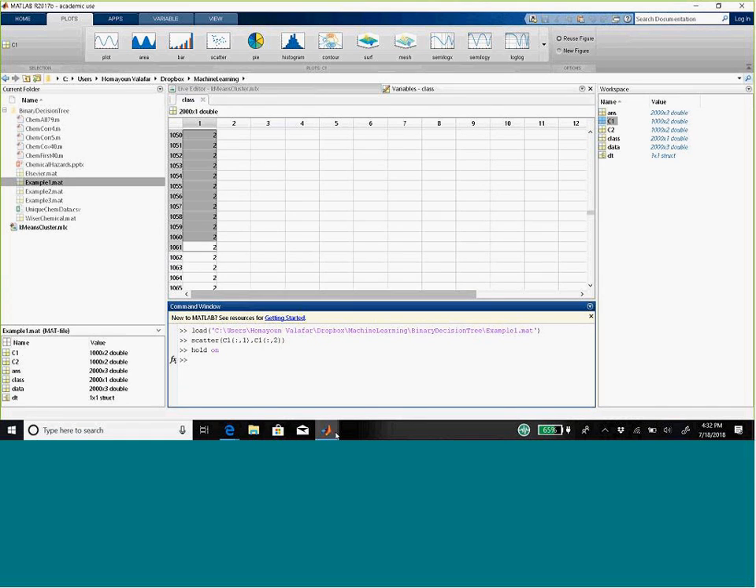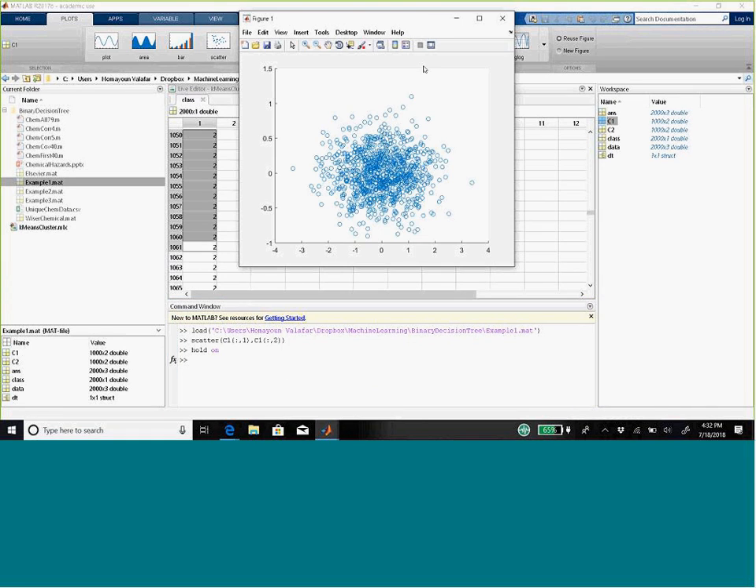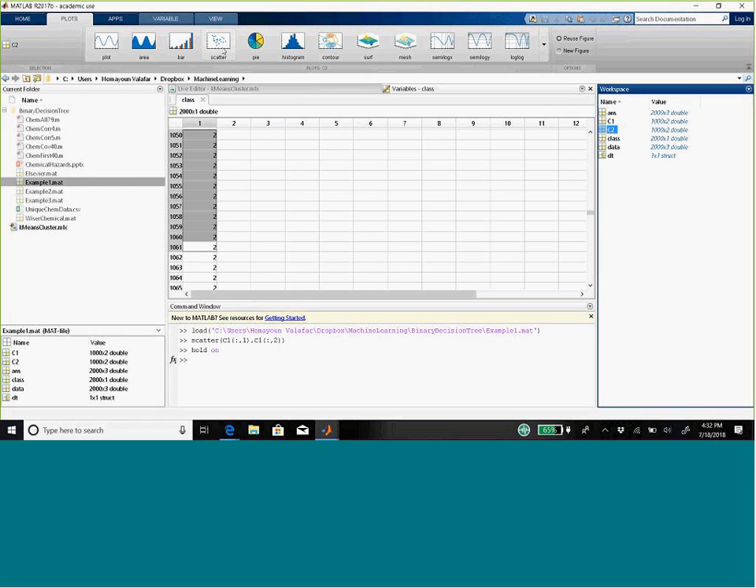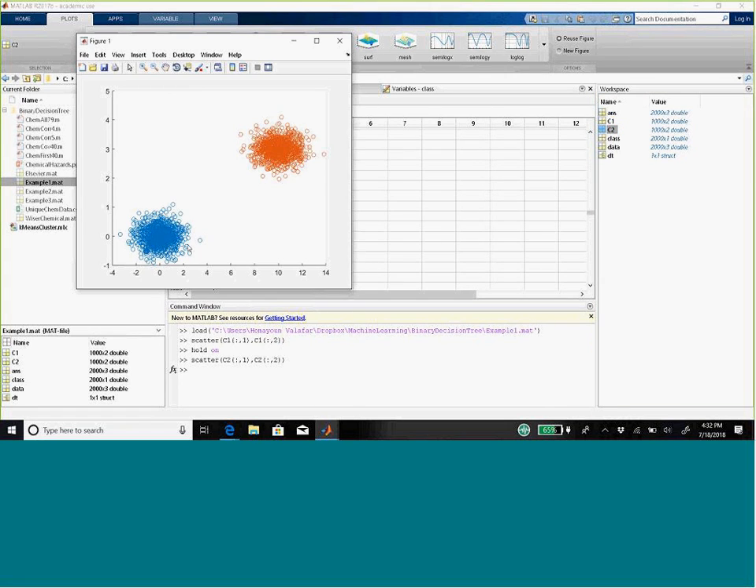MATLAB will keep this plot, and therefore anything else that I plot will be added to this figure; a new one will not be created. So I'm going to click C2, click scatter. This is my plot. Class 1 is in blue, class 2 is red. They are clearly separated from one another. Now, because I have visualization, I can see that this is a very simple case. They are very easily separated from each other.